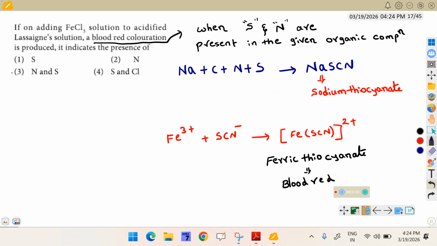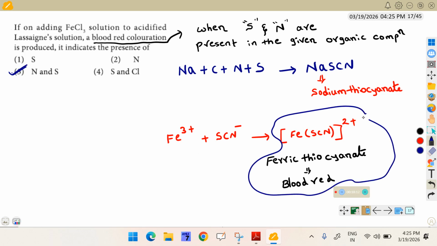If on adding FeCl3 solution to acidified Lassaigne's solution a blood red color is produced, it indicates that in the given organic compound, sulfur as well as nitrogen are both present. So the correct option is the third option. What is the complex? The blood red colored complex is ferric thiocyanate.